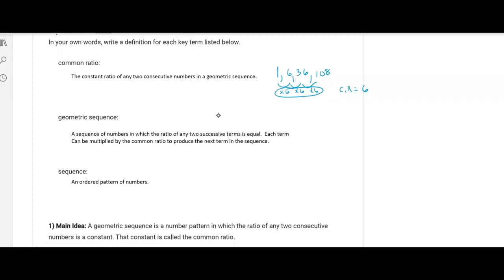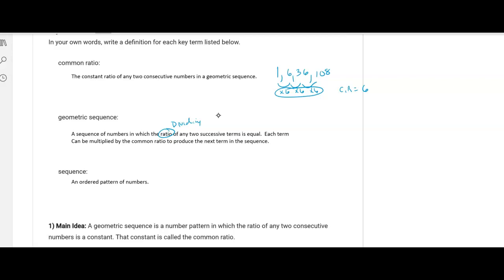When we have a common ratio, that gives us a geometric sequence, which is a sequence of numbers in which the ratio, and anytime we see ratio, we're talking about dividing, of any two successive terms is equal. Each term can be multiplied by the common ratio to produce the next term in the sequence. And a sequence is an ordered pattern of numbers.